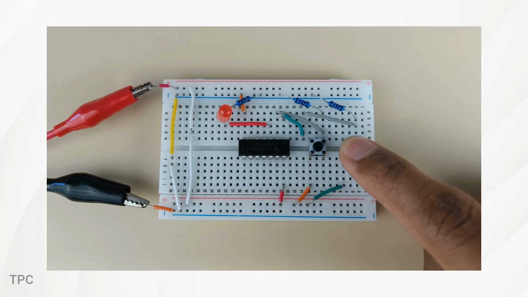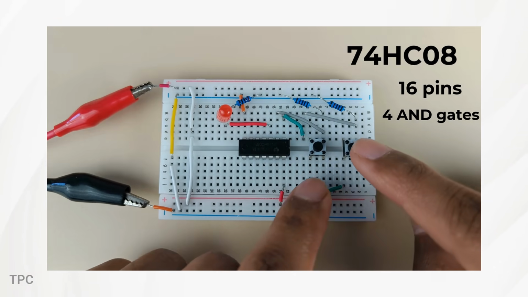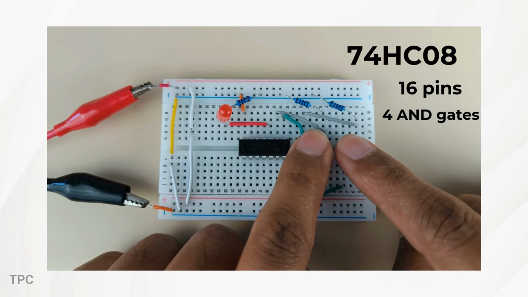The IC that I am using here is the 74HC08. It has 16 pins with 4 separate AND gates inside it. In this circuit, I am using one of them to demonstrate the logic.